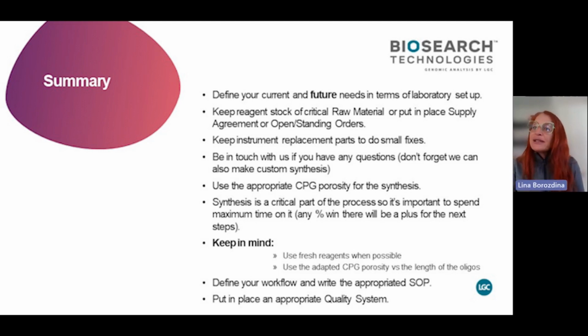Use the appropriate CPG porosity for your synthesis. Synthesis is a critical part of the process, so it's important to spend maximum time on it. Use fresh reagents when possible, because certain amidites only stay on the instrument for a short period of time. Use specific CPG for specific length of the oligos. Define your workflow and write appropriate SOPs. And as I say, for the quality system, you should start with your safety, with your EHS, and make sure that you can actually have that in your facilities.